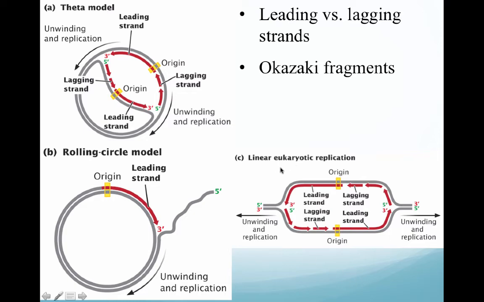And finally, the last type of replication that we're going to spend a lot of time studying is linear eukaryotic replication. This is where the chromosome material is going to be in a linear fashion rather than a circular fashion. And those DNA template strands are going to be oriented in the 3' to 5' position. However, we're going to add new nucleotides in that new sequence from a 5' to 3' direction.